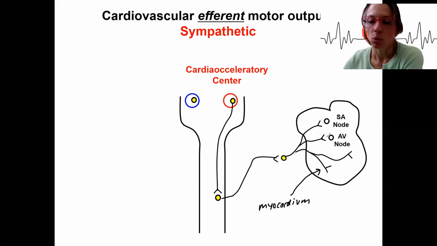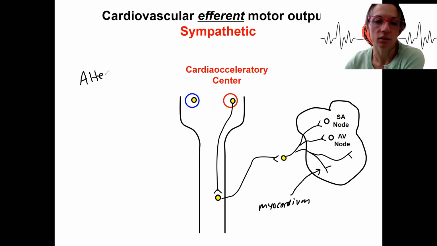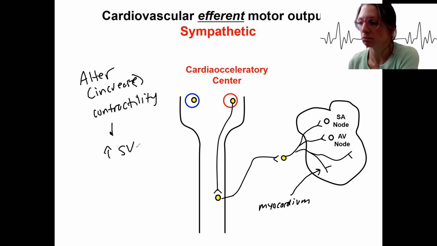Why do we care about this? Well, in addition to altering heart rate, the sympathetic innervation can also alter contractility. Increase, let's just be specific. So in addition to changing heart rate, we are going to increase stroke volume. And this is through the same receptors, right? Norepinephrine, epinephrine, when we're talking about the adrenal medulla hormone, binding to beta receptors.